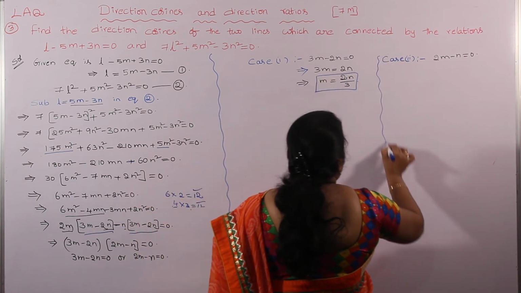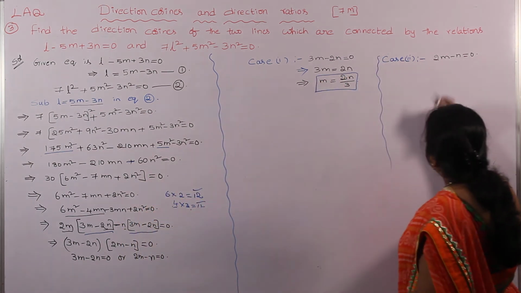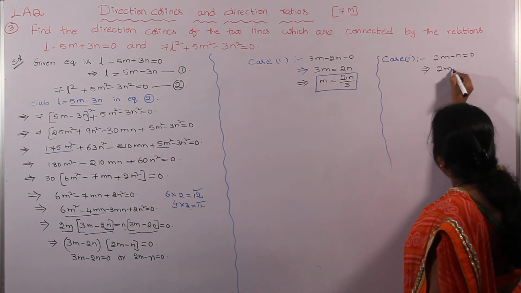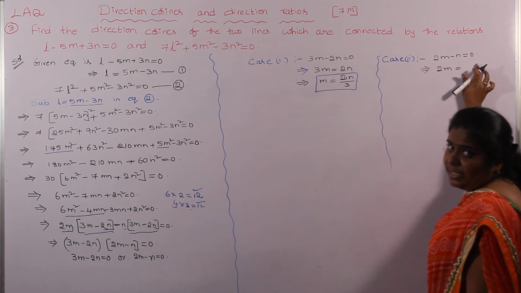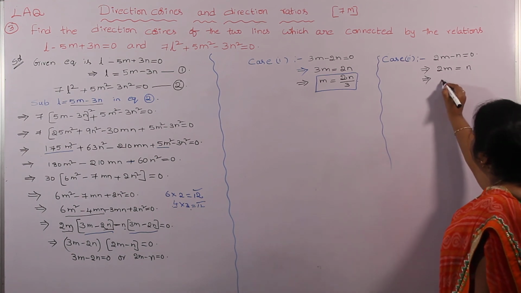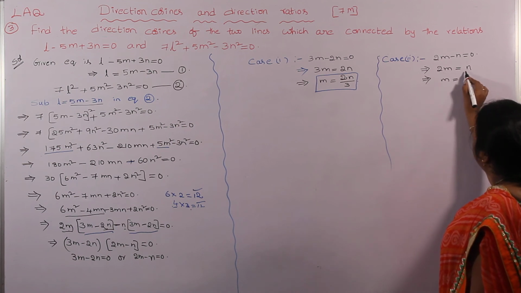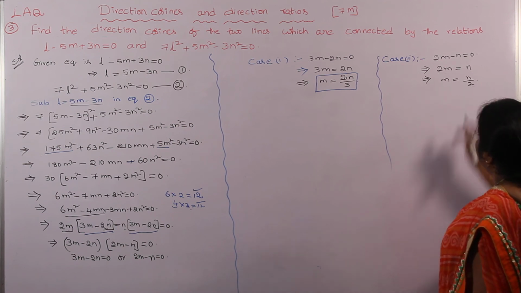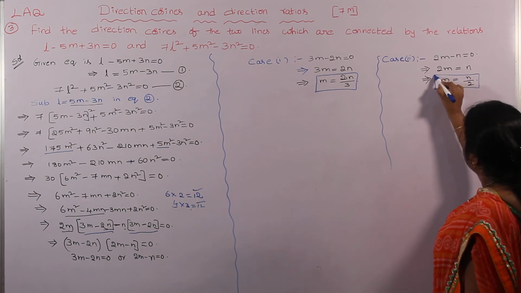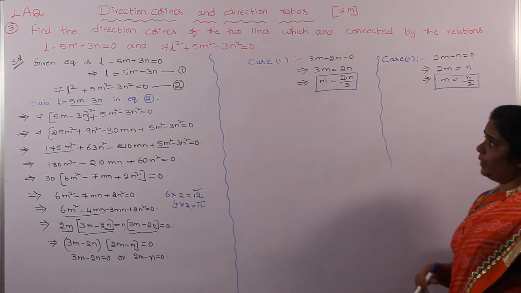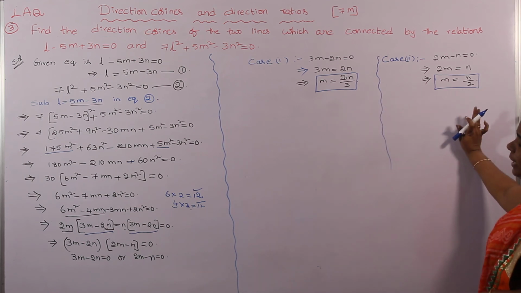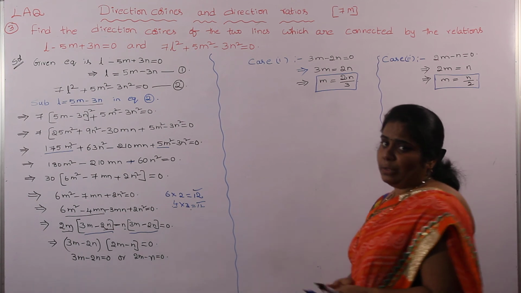In case 2 also we get the m value. 2m minus n equal to 0 means 2m is equal to minus n, transferred to this side becomes plus n. m is equal to n by 2. Here we get the m values in case 1 and case 2. In case 1 the m value is this and in case 2 the m value is m equal to n by 2. Next we need the L values now.